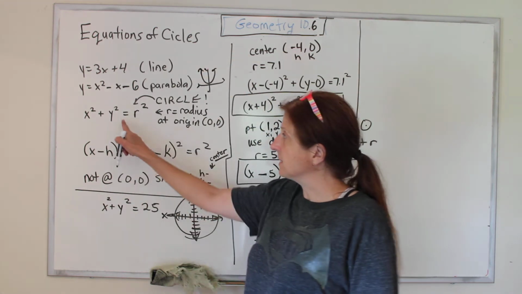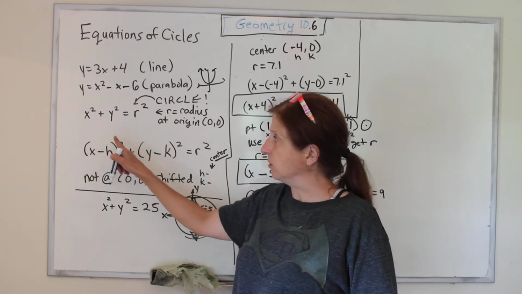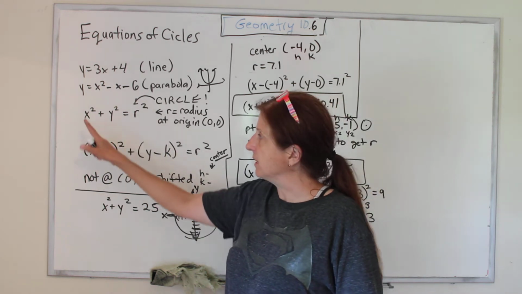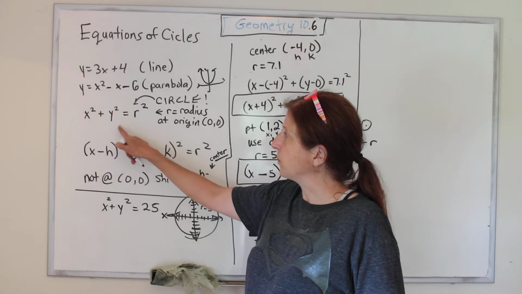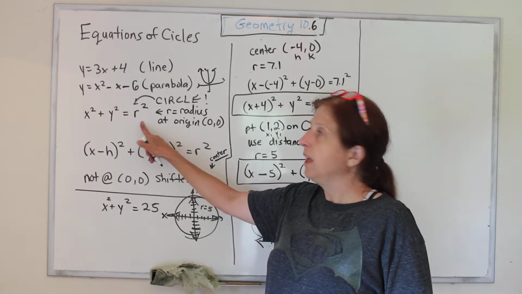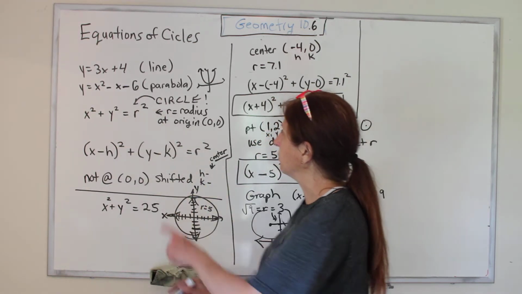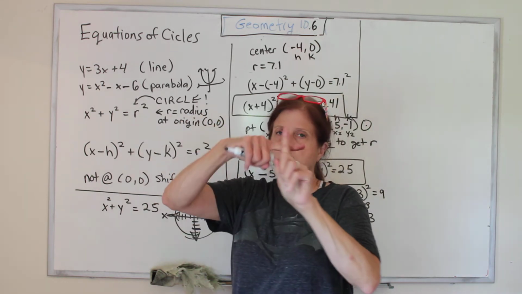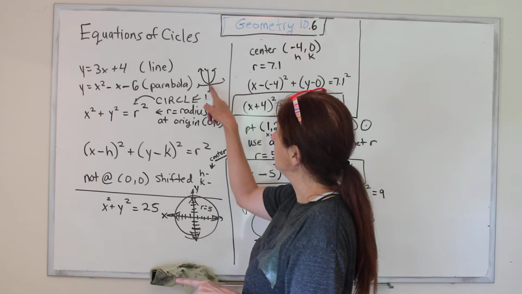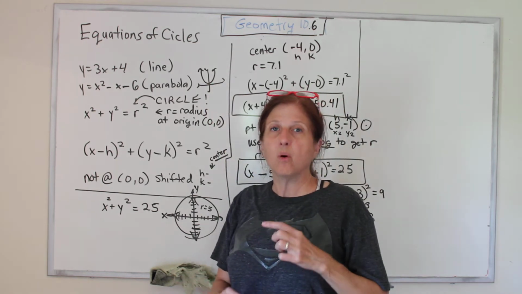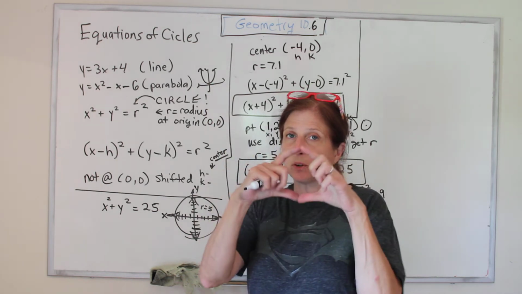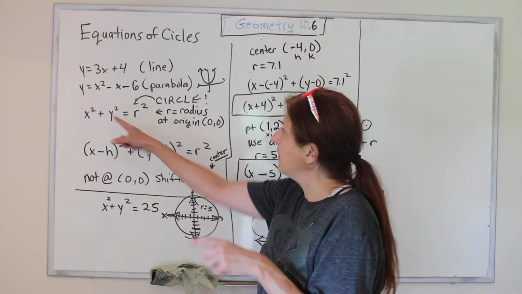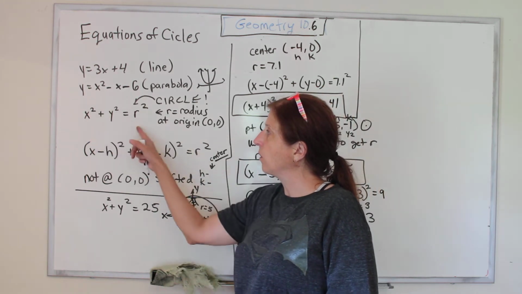Okay, so this is the equation for a basic circle. It's what you think of for a circle. It's x squared plus y squared equals the radius squared. And this is true for all circles that their center is the origin, where the x and y axis meet, right there on this one, at the point 0, 0. If that's where the circle is, that's what the equation looks like.